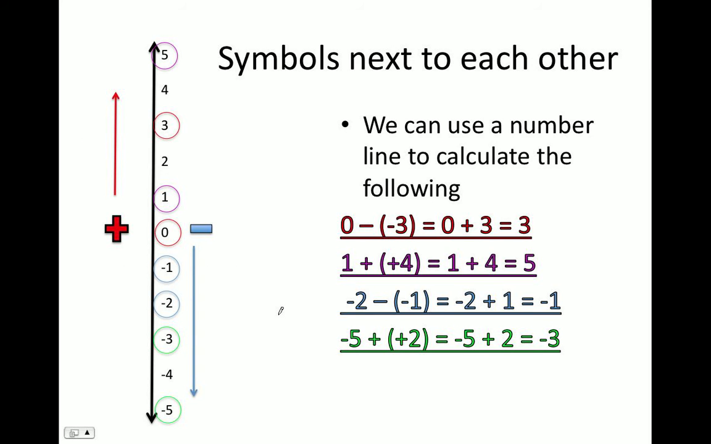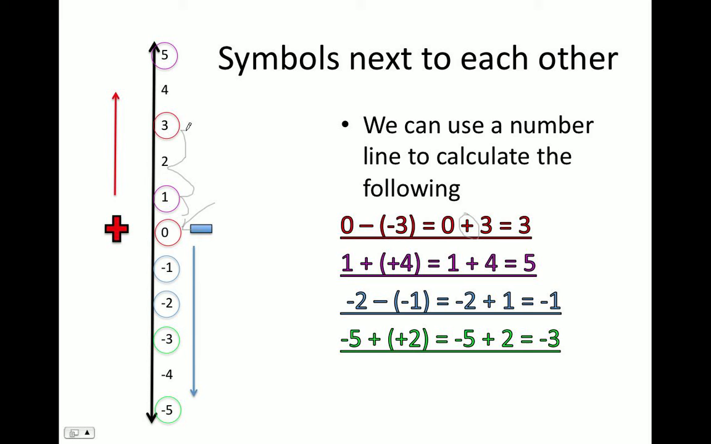Now, if we want to use that method, okay, we can look at the 4 equations we've got on here. The red one, we want to start at 0 because that's the first number of our equation. Minus take 3 is going to equal 0 plus 3, so we've replaced both minuses with a positive, and then we move up 3 spots.